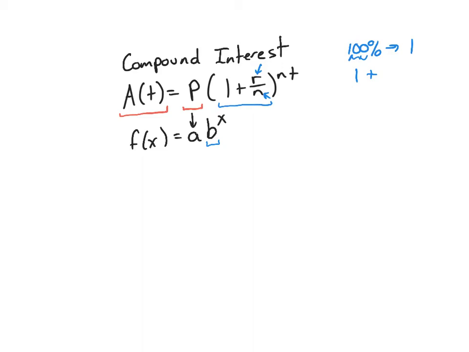And then x is the number of time periods. So if it compounds annually, n in my formula would be equal to 1, and I multiply it times how many years. So if it's 10 years, once per year, it'd be 10 times. Now if it compounds quarterly, meaning 4 times per year, n would be equal to 4, t would still be equal to 10 because it's 10 years, but it would compound 40 times, 4 times every year for 10 years.